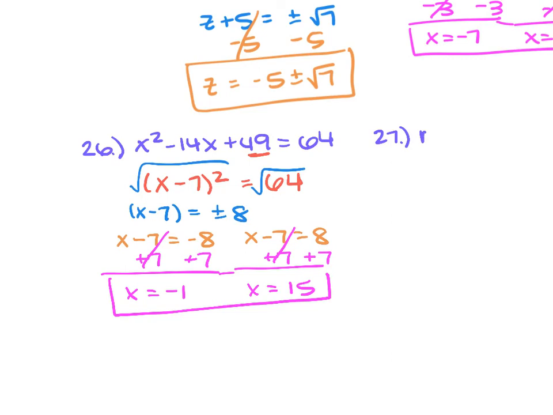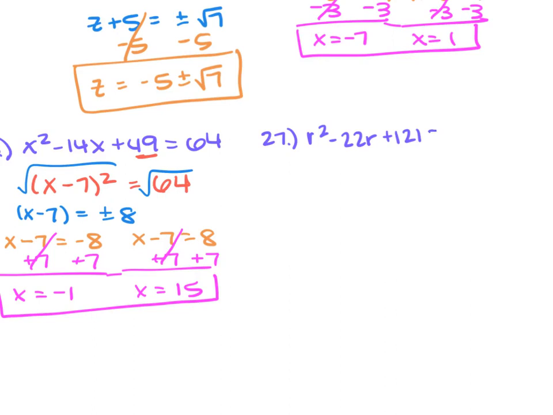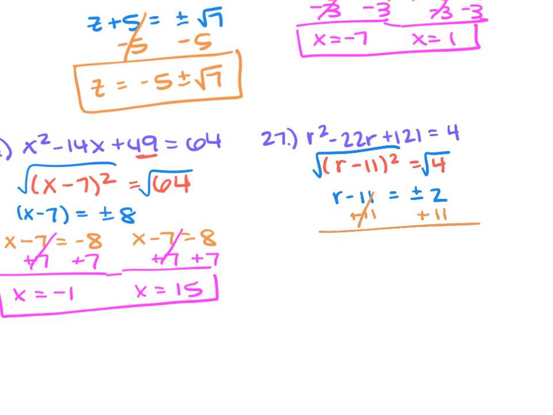For 27, we're given r squared minus 22r plus 121 is equal to 4. So this r squared minus 22r plus 121 is going to factor out to be r minus 11 squared is equal to 4. We take the square root of both sides. So r minus 11 is equal to plus or minus 2. We move the 11 over by adding it to both sides. And remember, this is going to be r is equal to 11 minus 2, and r is equal to 11 plus 2. So r is equal to 9, and r is equal to 13.